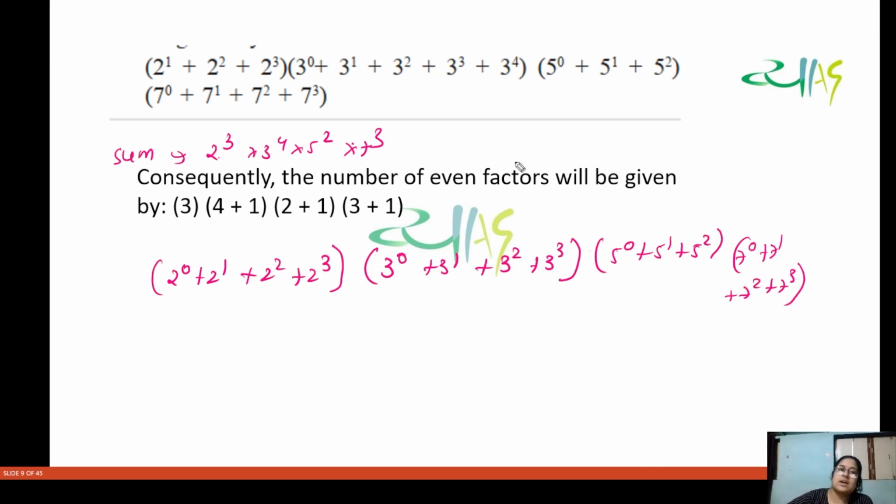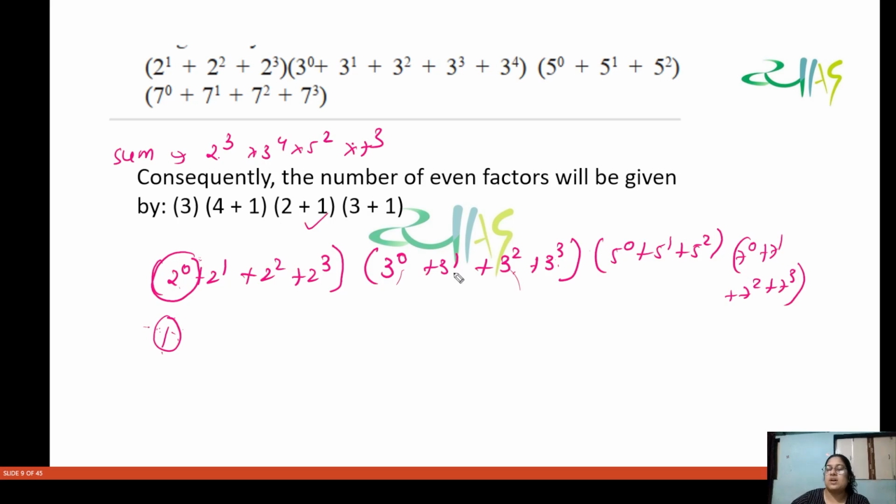So this is how the sum is given. Now if I say that all the odd factors come from the other numbers, and this part becomes 1, then you will have 3 to the power 0 which will multiply to this, 3 to the power 1 which will multiply to this, 3 to the power 2 which will multiply to this, and 3 to the power 3 which will multiply to this.